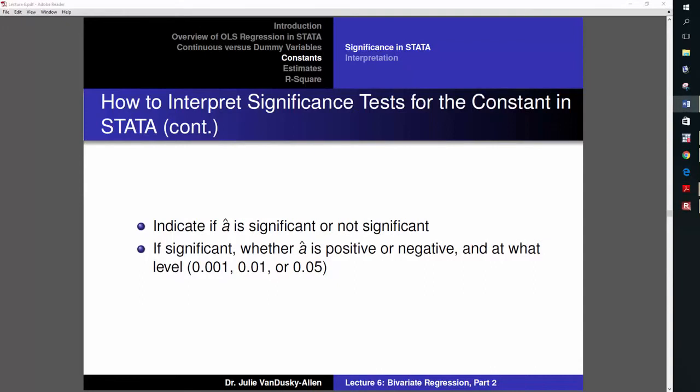Using the steps from the previous slide, when you interpret the constant, you say whether it is significant or not significant. If it is, you indicate at what level it is significant and whether it is positive or negative.